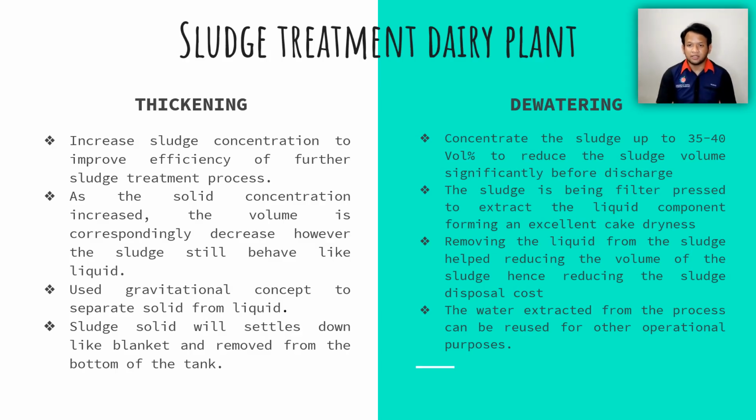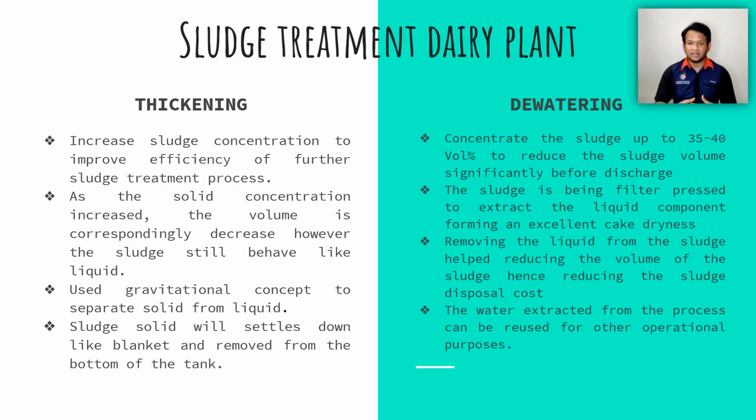Next, I will explain the sludge treatment in the dairy plant. There are only two processes conducted in the sludge treatment: thickening and dewatering. Thickening increases sludge concentration to improve the efficiency of further sludge treatment processes. As the solid concentration increases, the volume correspondingly decreases. However, the sludge still behaves like a liquid.